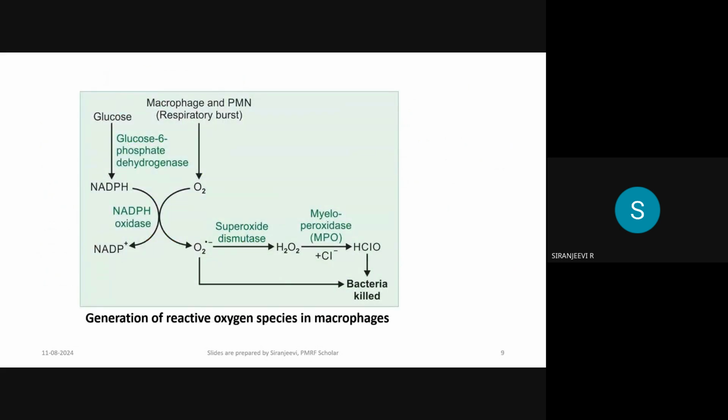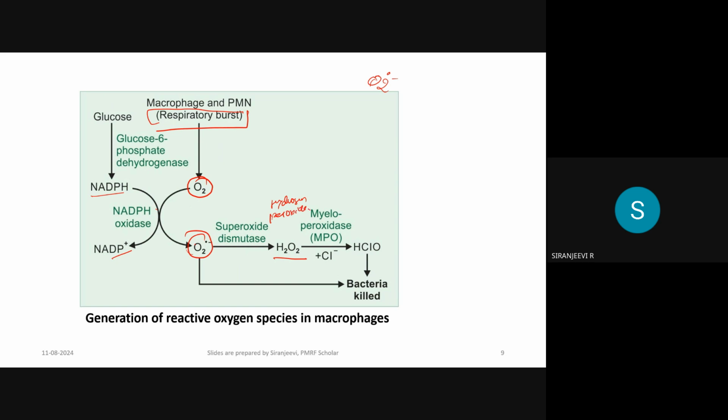Whenever the macrophage deals with any kind of bacteria, it undergoes a pathway called phagocytosis. There, one such kind we will call the respiratory burst. The respiratory burst usually converts molecular oxygen into the reactive oxygen species called O2 dot minus. This is dealt with by NADPH oxidase using NADPH, and this superoxide radical, by the use of superoxide dismutase, will be converted into H2O2, hydrogen peroxide.